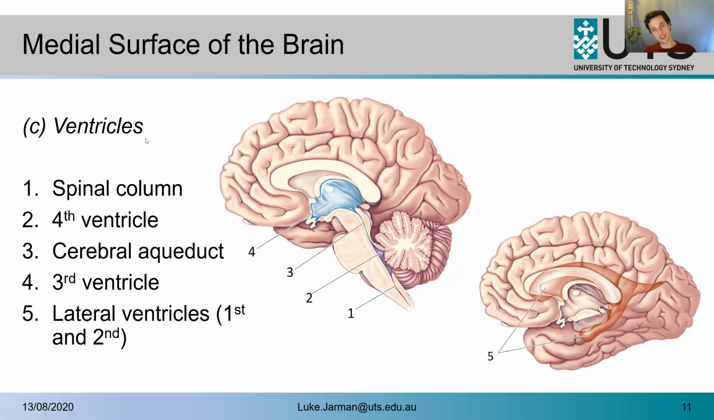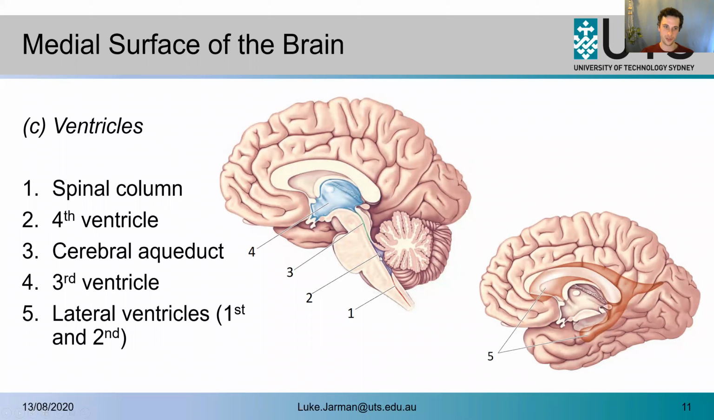Okay, then we have your ventricular system. So your ventricles are what produce and store your cerebrospinal fluid. It's kind of like a special kind of blood. It is responsible for nourishing and moving fluids throughout your brain and spinal cord, so your central nervous system. So 1 is your spinal column.